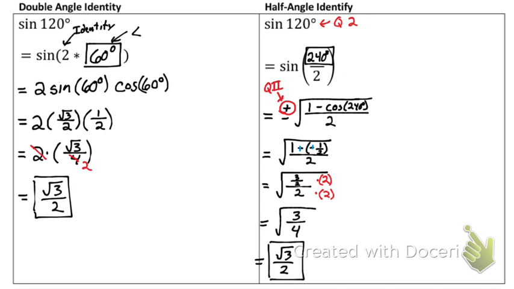Once again, if I have my choice, I'm going to lean towards double angles. They're typically easier ones because they don't have those square roots in them. But there are going to be times where you're forced to use a half angle. And we'll see that on the next two examples.